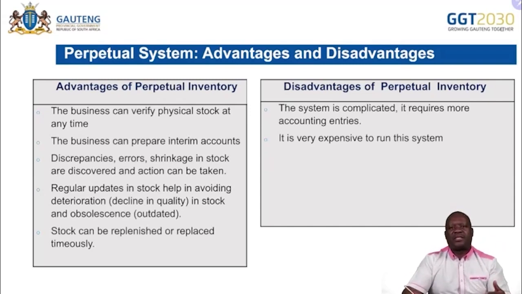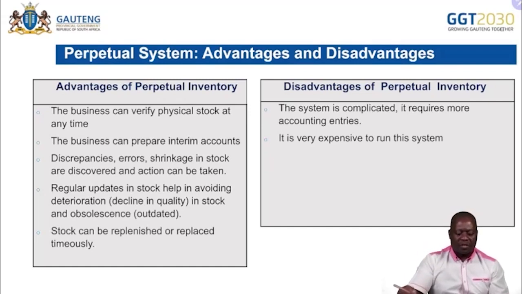Because cost of sales is there, we can easily find gross profit any day because the records are updated on a daily basis, continuously. Now, if there are any errors, discrepancies, or shrinkage in stock that are discovered, action can be taken. We discover it now, we take action today.